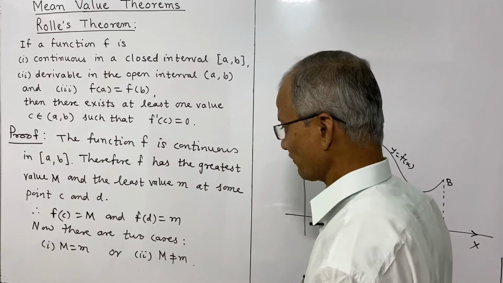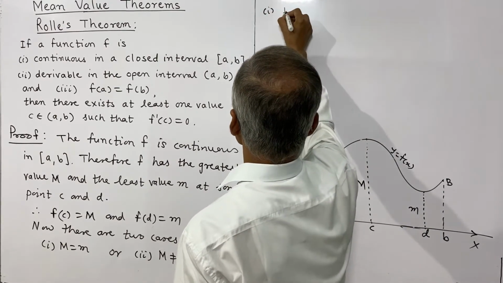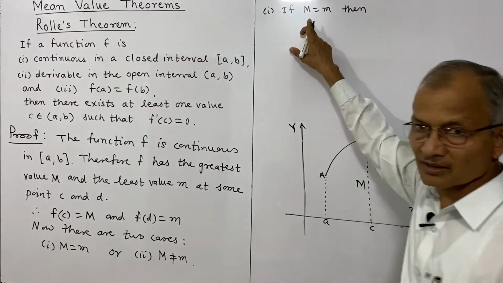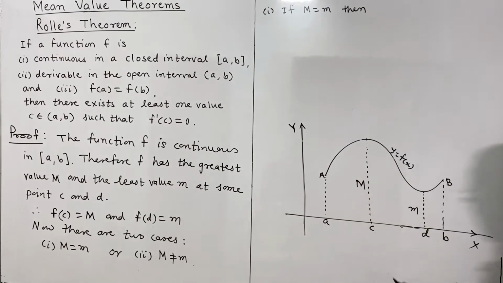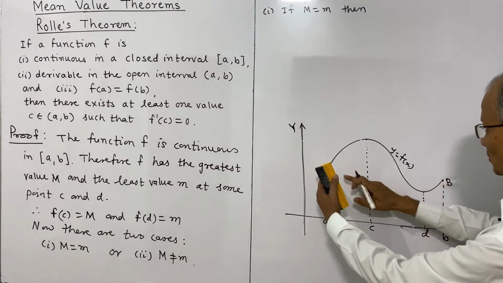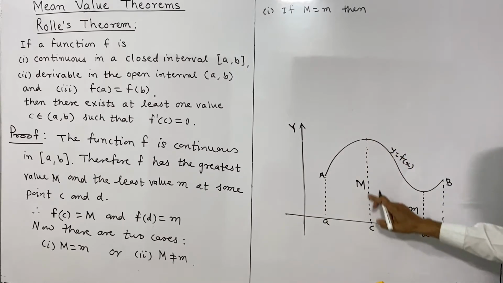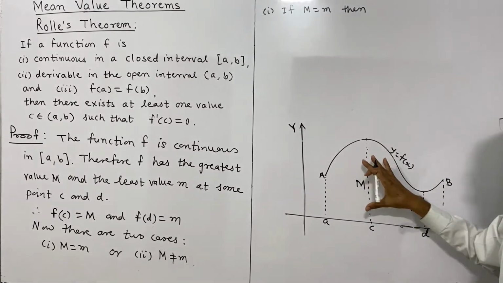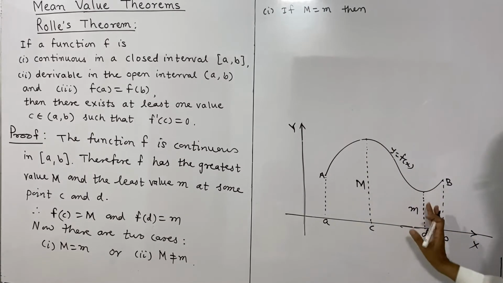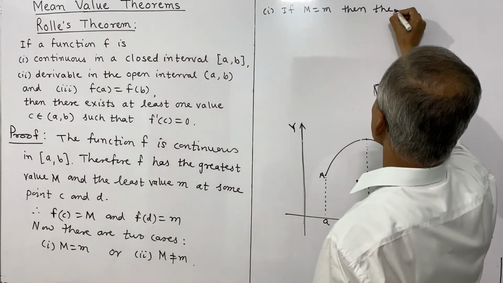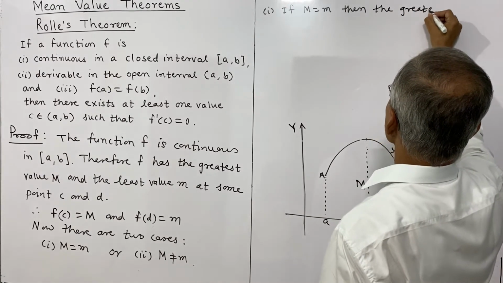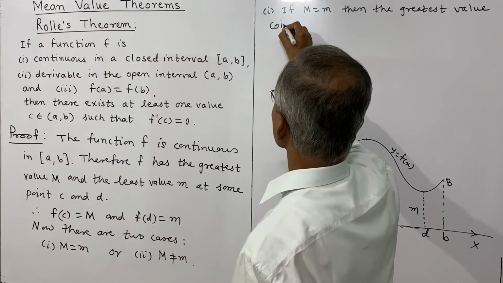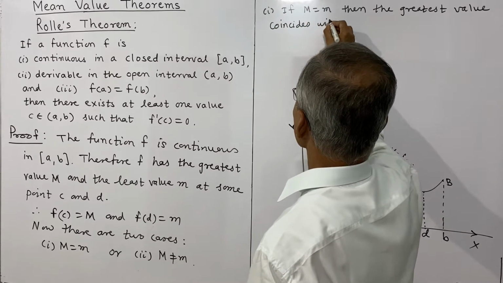First case: if capital M is equal to small m, then what is the meaning of this? Capital M is the greatest value of the function in this interval, and small m is the least value. If they are equal, that means the greatest value coincides with the least value.